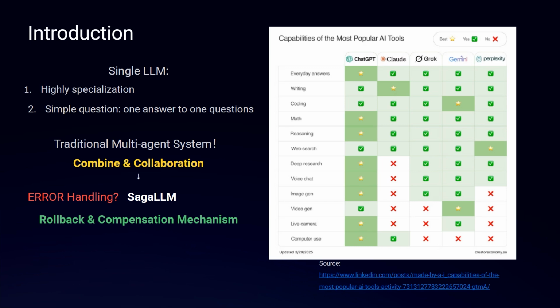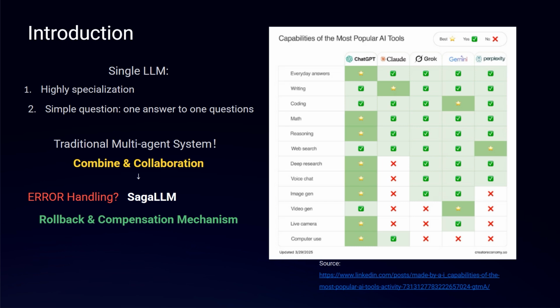So if we want the large language model to process even harder information, we need a multi-agent system, which means a traditional multi-agent system is a combination of different types of large language models, and it also contains collaboration between them. So how can we handle errors during the running of different large language models?